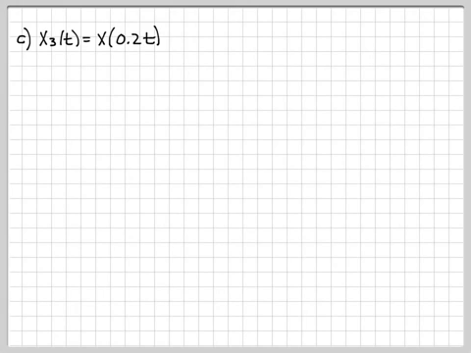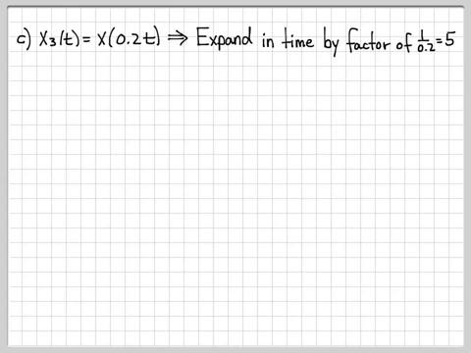x3 of t is equal to x of 0.2t. So this is another manipulation on the time variable. We've replaced t with at. In this case, a is equal to 0.2. Since a is less than 1, we know that that is going to be an expansion in the time domain. And the amount of expansion is 1 over 0.2, or a value of 5. So we're going to take our original picture and stretch it out by a factor of 5.